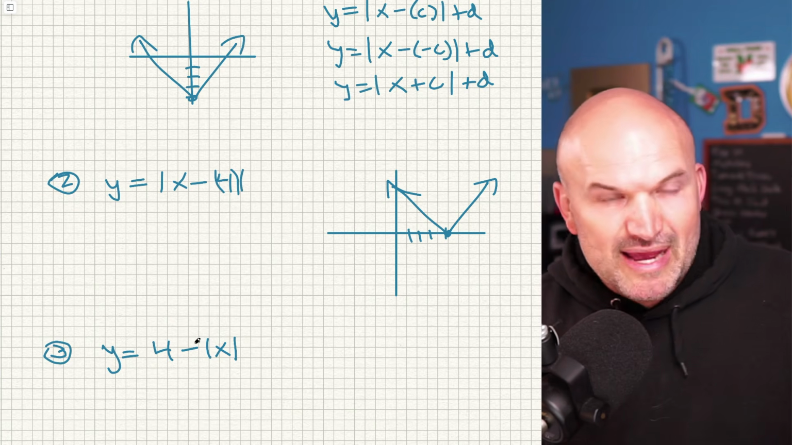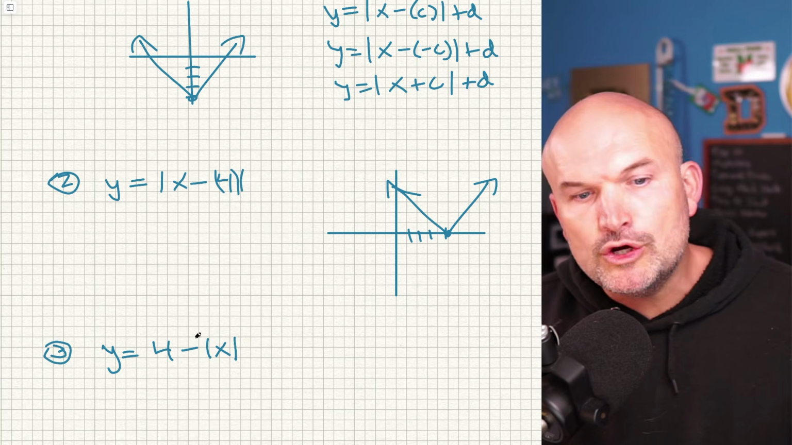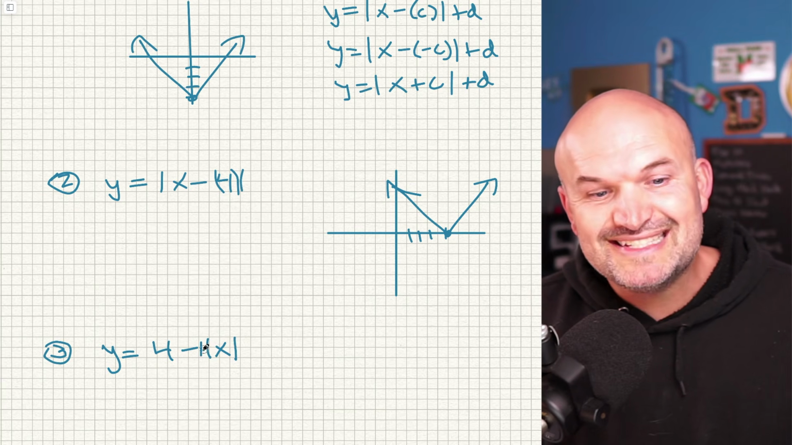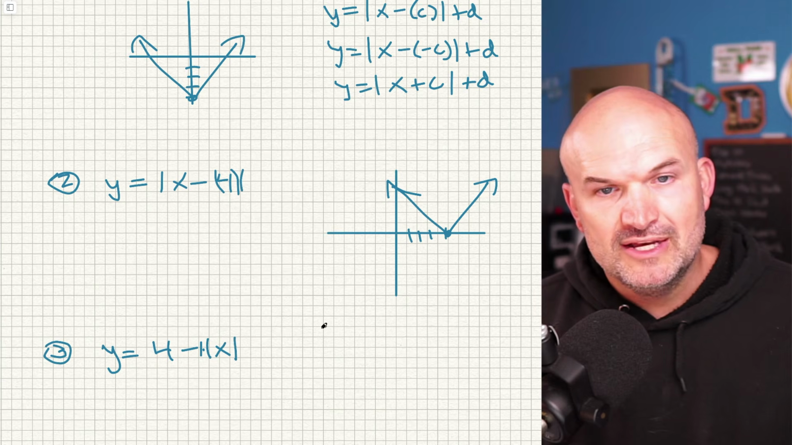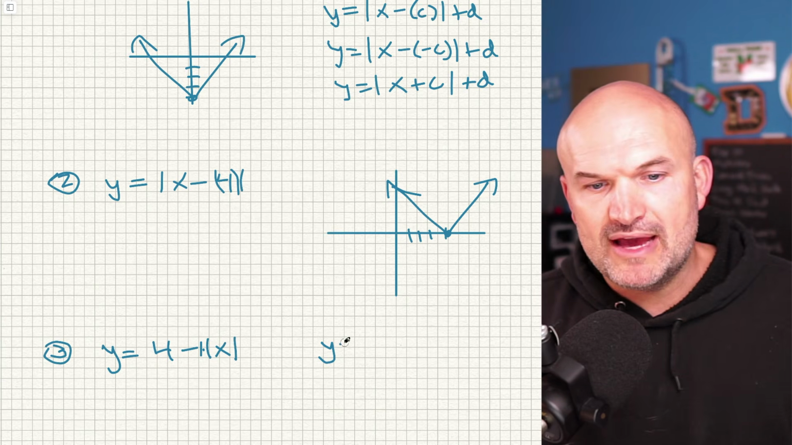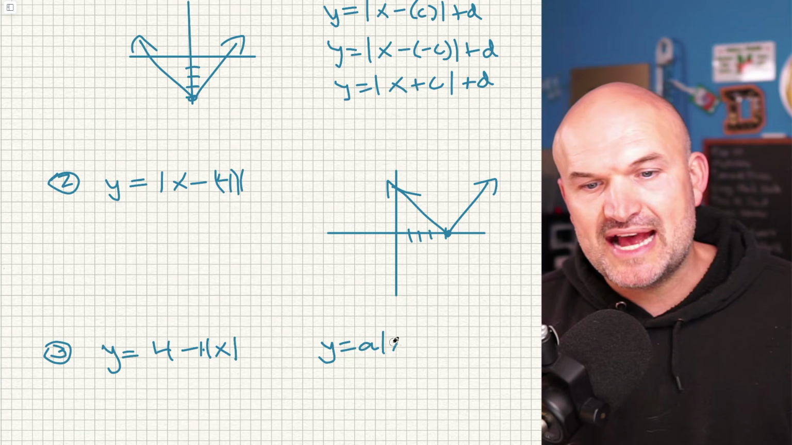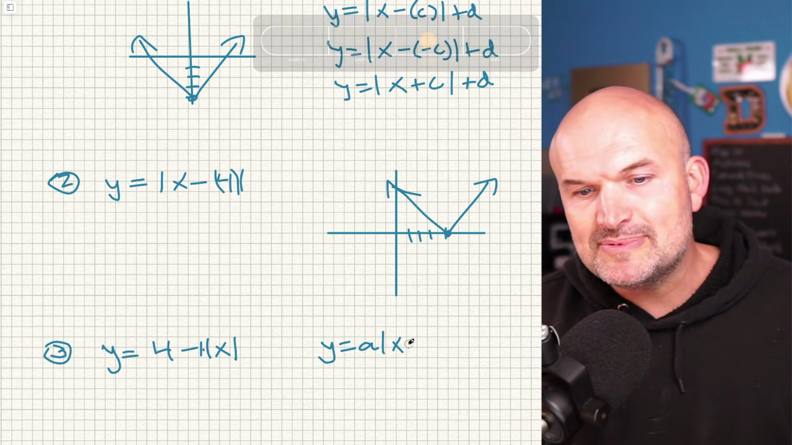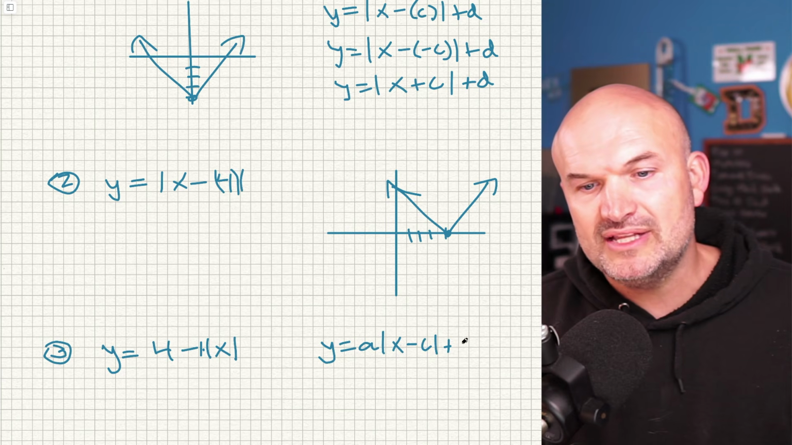But in reality, yes, we have a vertical shift, but we also have a coefficient of our function, right? This is actually a -1 times a absolute value of x. So we need to add in another variable into our transformations. So that would be y equals a times absolute value of x minus c plus d. Oops, I got to include my c.